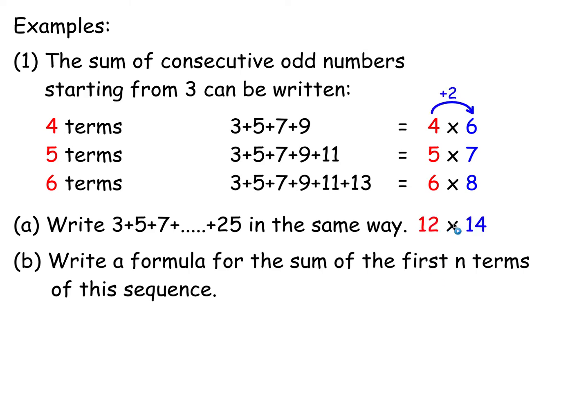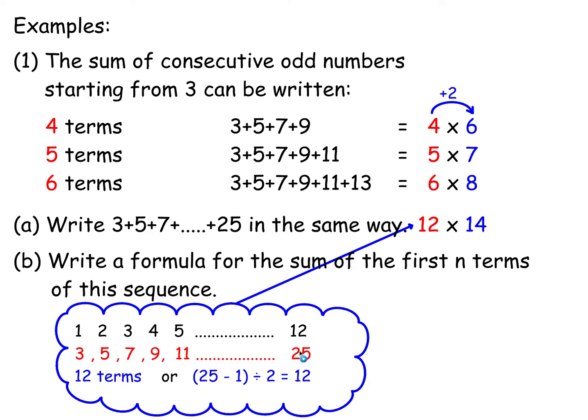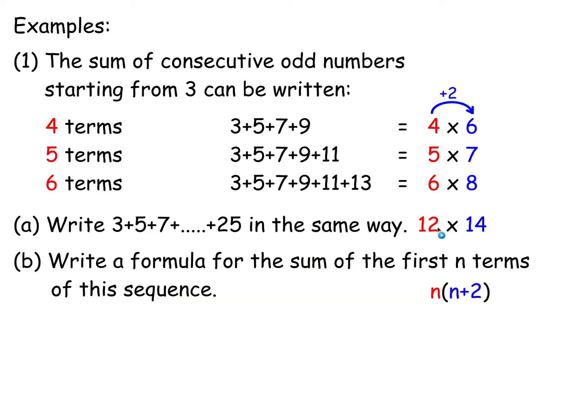So that was just to spot the connection with the 12. So n and 2 more, that's 2 more than n, and they're multiplied, so you have to bracket the n plus 2 because all of it gets multiplied by n. And that's it. So it was spotting a connection in red, 4, 5, 6 and 4, 5, 6, to the blue that was 2 more.